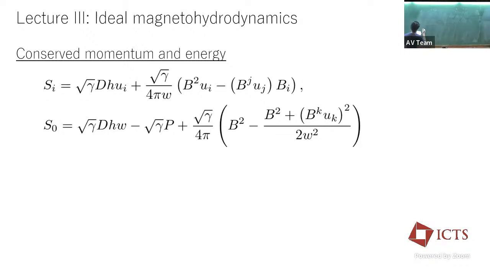So let's calculate S squared, which is given by the contraction gamma^{ij} S_i S_j, normalized by the conserved mass. Give me a second. Okay, by using this relation, S_i is written by D h u_i.